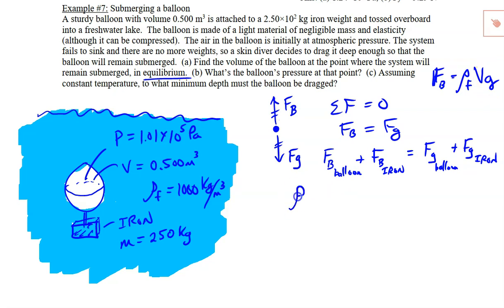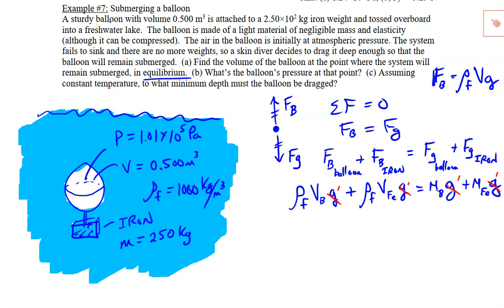So we have the density of water multiplied by the volume of the balloon, I'll call that B, times g, plus the density of the fluid times the volume of the iron, I'll use Fe for iron, times g. And then we have the mass of the balloon times g, and the mass of the iron times g. And you can see that all these g's will cancel out, right? So we don't have to use that at all. And so now what do we do?